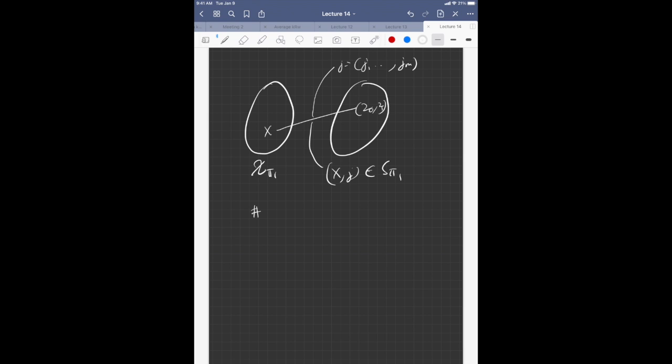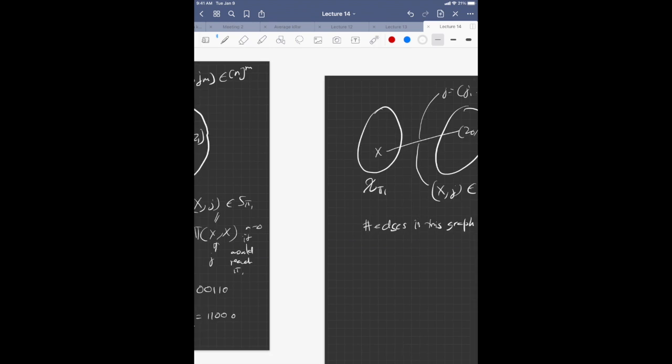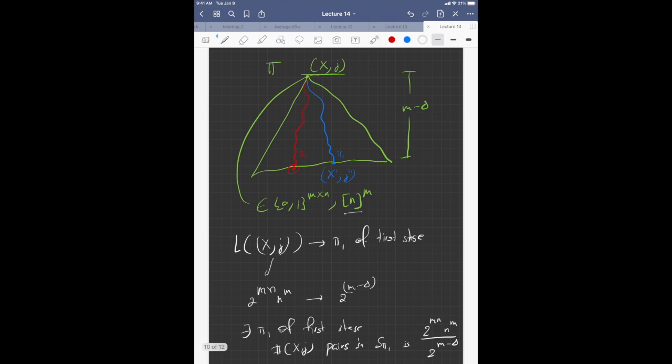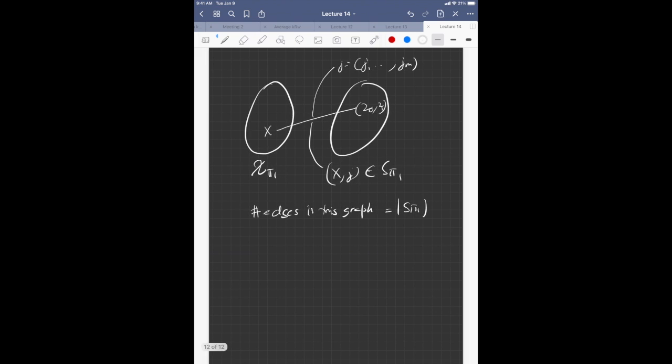So the number of edges in this graph, right, is exactly equal to the cardinality of S_pi1. But the way we chose the first stage transcript, we ensured that this S_pi1 was quite large. So the number of pairs (x, j) in S_pi1 was the total number of such edges divided by 2 to the m minus delta. So we know that this is at least 2 to the mn times n to the m.